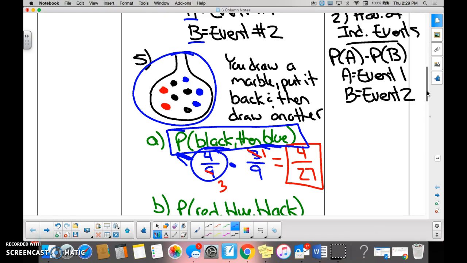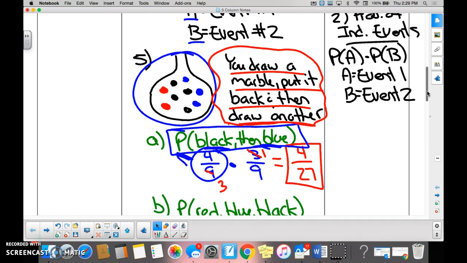Okay, now it says, really important that we read the directions here. It says that when we draw a marble, we do what with it? You draw a marble and then you draw another, right? So if we drew a marble and it was a black one, we put it back in the bag, we still have how many marbles in that bag? 9.